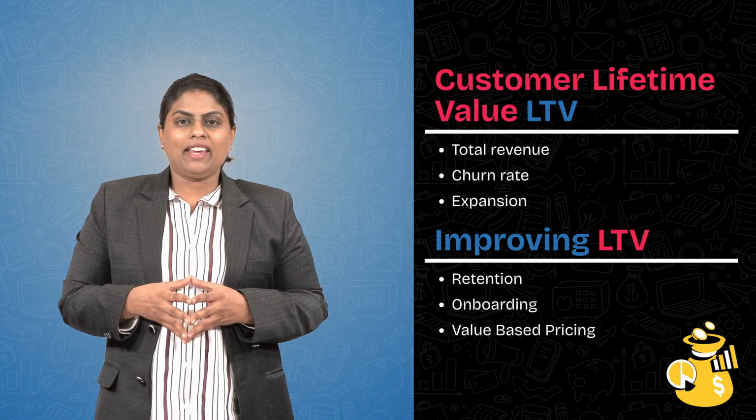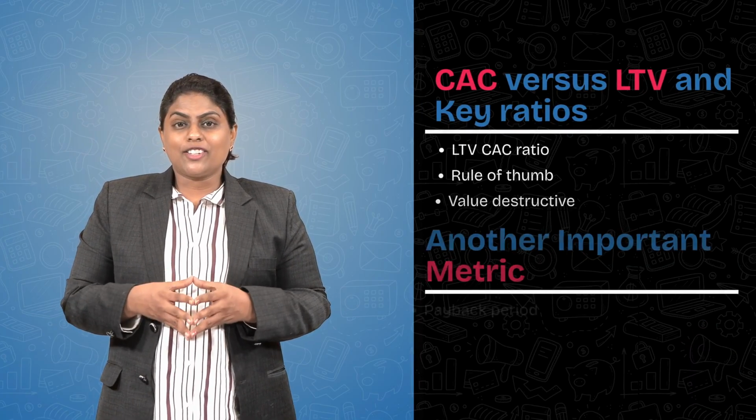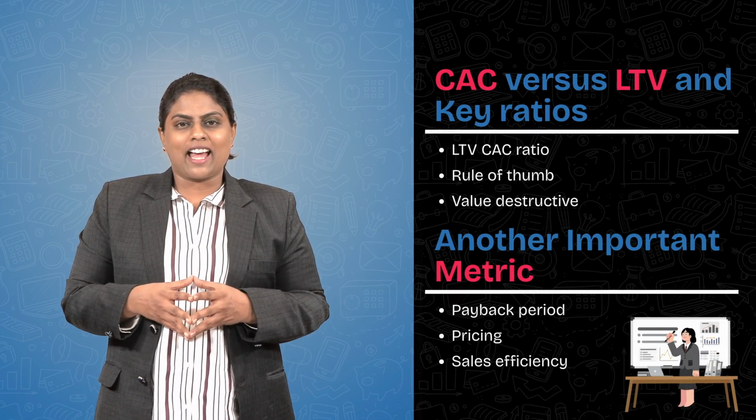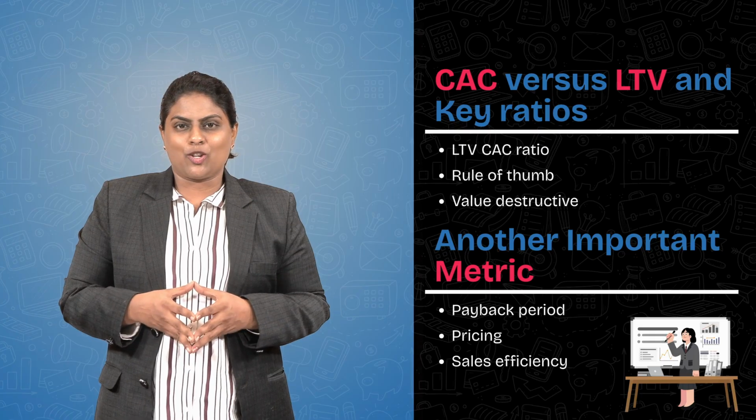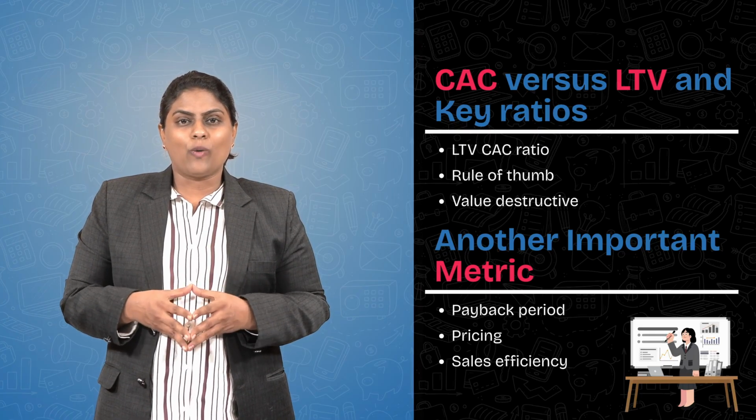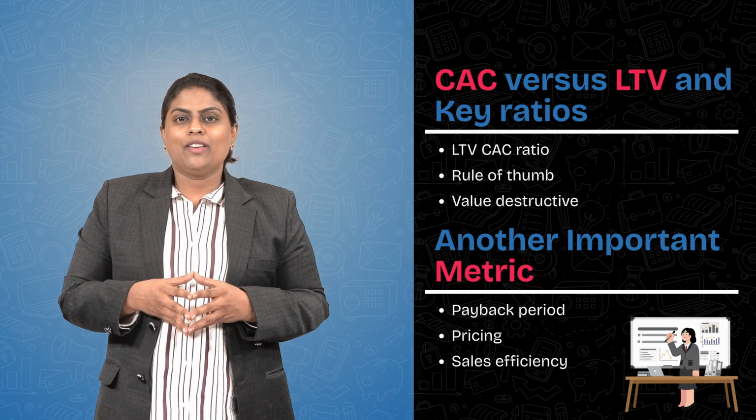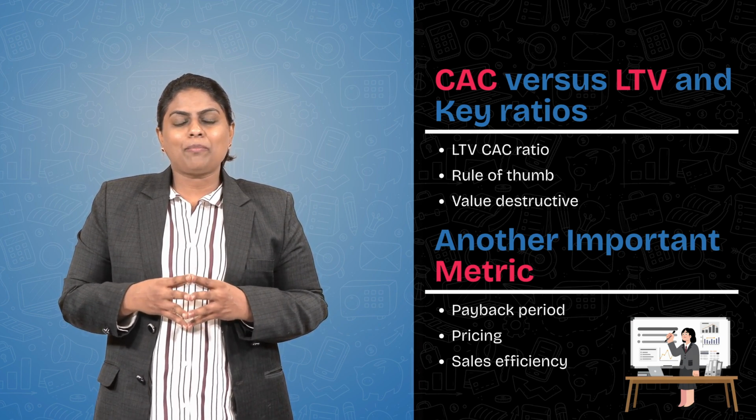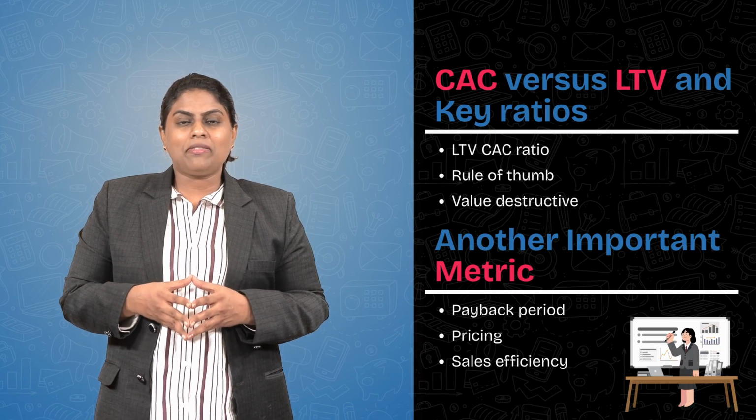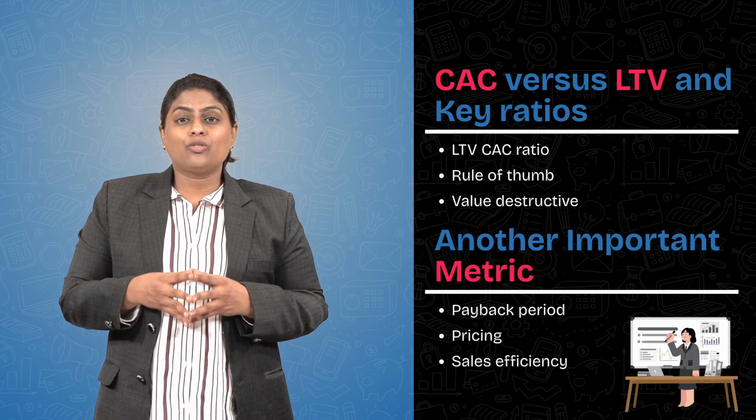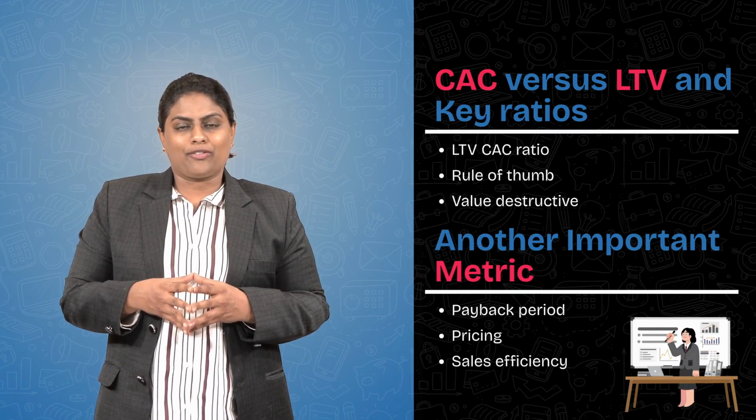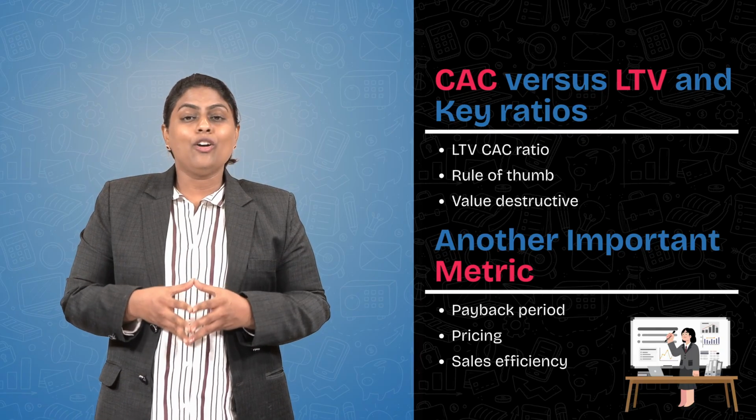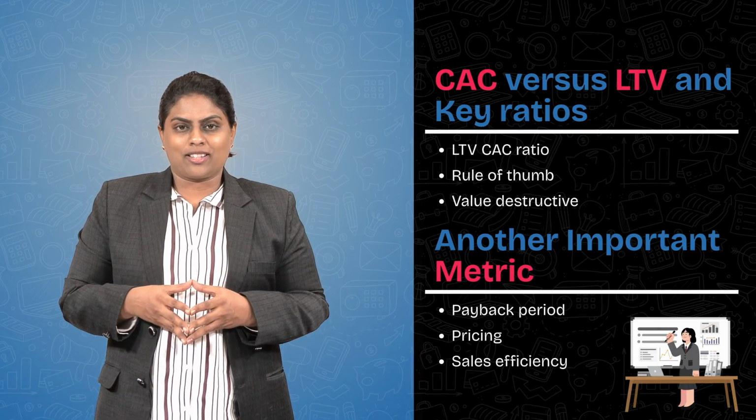CAC versus LTV and key ratios. The relationship between CAC and LTV is often expressed as the LTV to CAC ratio, which compares how much value a customer generates with how much it costs to acquire them. Many investors and practitioners treat an LTV to CAC ratio of around 3 to 1 as a rule of thumb, meaning the startup ideally earns 3 units of value for every unit of acquisition cost.